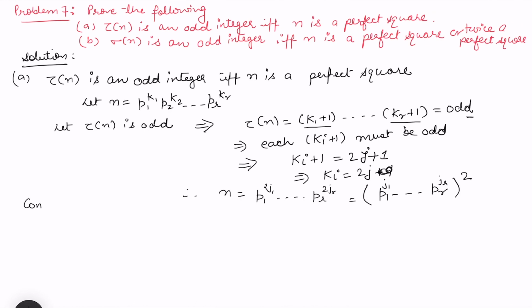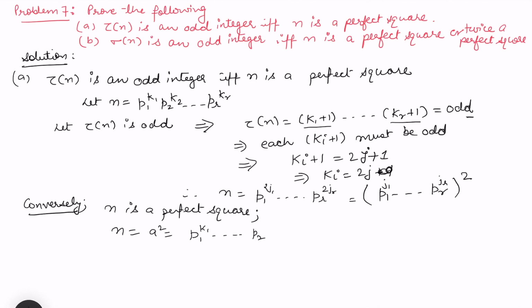And conversely, if n is a perfect square, what we need to show is, if n is a perfect square, I need to show tau n is an odd integer. So suppose n is a perfect square, and in the prime factorization form it is something like p1 to the power k1 up to pr to the power kr, and I want to show that this whole quantity is a perfect square. So this whole has to be a square.